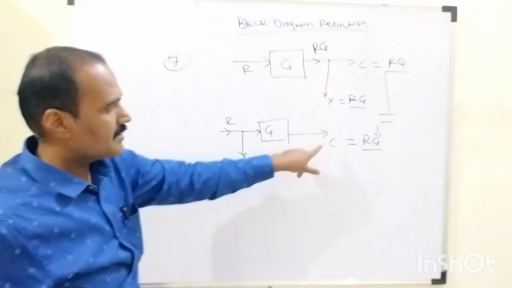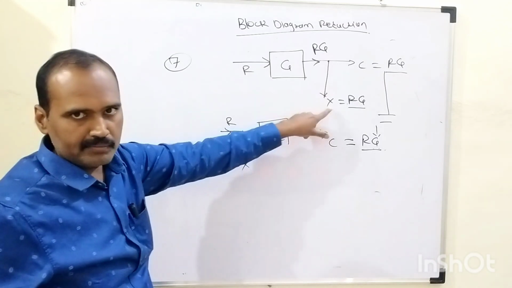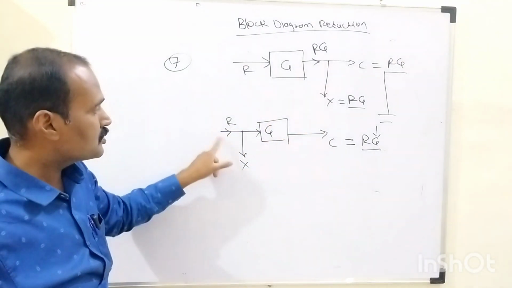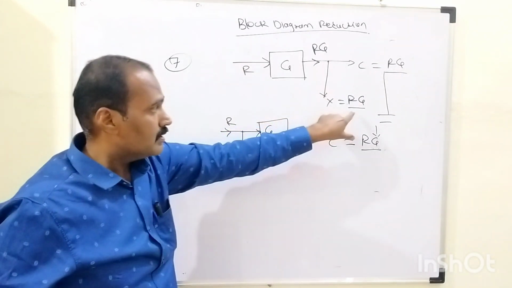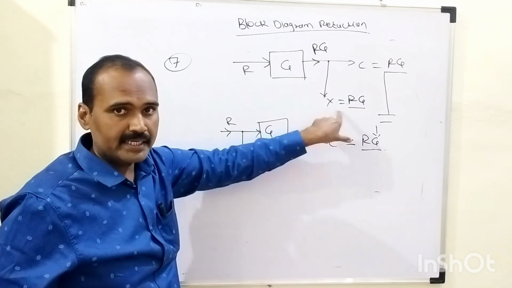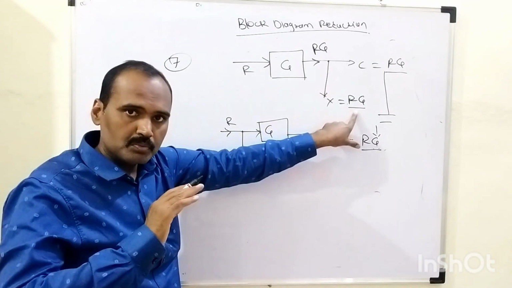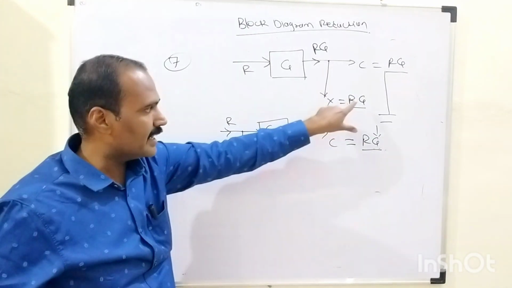We are getting the same statement in case of C, right? Then what about this X? X is nothing but the magnitude of this takeoff point. In this latter case, X equals what? R itself is X. In that previous case, we should retain this statement, X equals R into G, right?